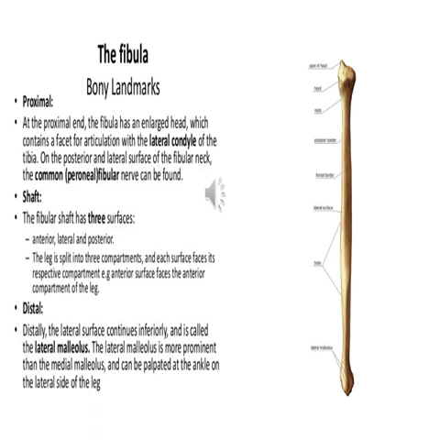So the leg is split into three compartments. Then there is a distal end. At the distal end, the lateral surface continues inferiorly and is known as the lateral malleolus. The lateral malleolus is more prominent than the medial malleolus and can be palpated at the angle on the lateral side of the leg. On the medial side of your leg, you can palpate the medial malleolus. That is the lower end or the part of your tibia.